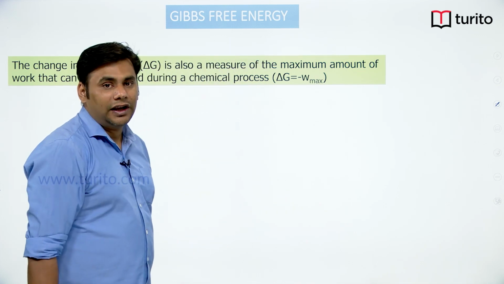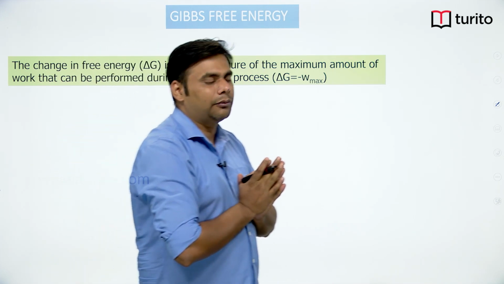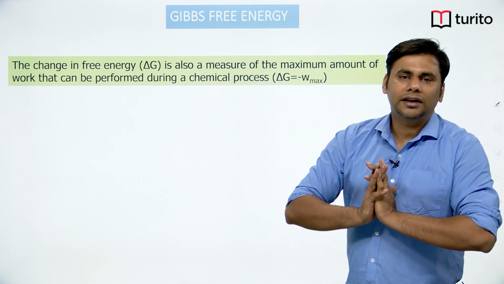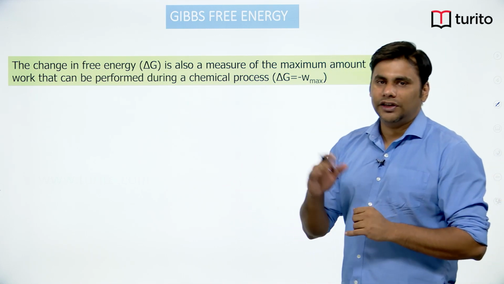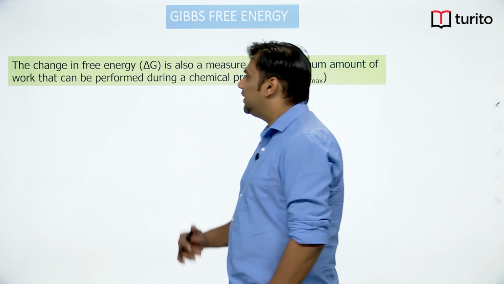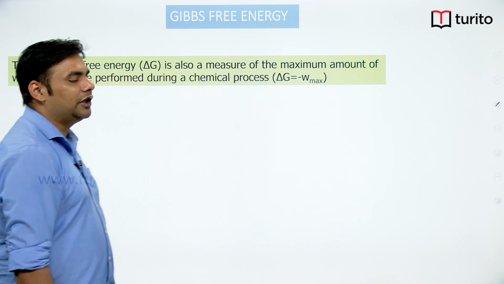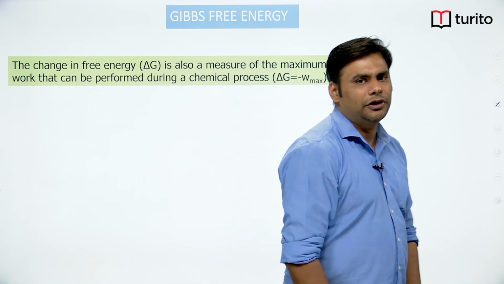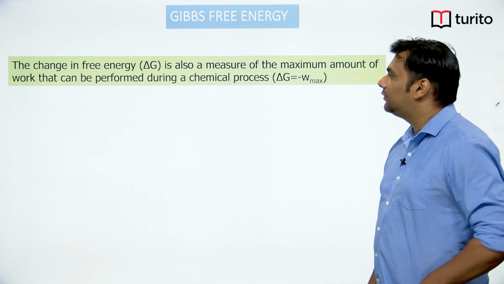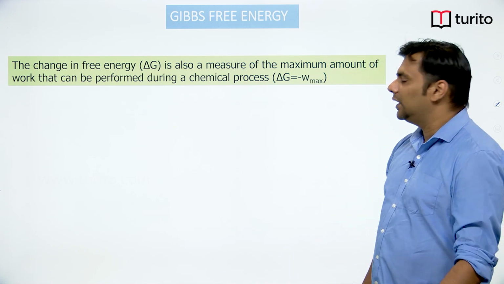Okay. So when we were doing thermodynamics, you might have defined that there are two types of work, mechanical and non-mechanical. Non-mechanical work is basically determined by Gibbs free energy. So Gibbs free energy will basically determine the electrical energy or the non-mechanical energy. The change in Gibbs free energy is also a measure of the maximum amount of work that can be performed during a chemical process. You might have done this in thermodynamics also. If you don't remember it, you can just take the conclusion that Gibbs free energy is the measure of the maximum amount of work that can be performed during a chemical process.